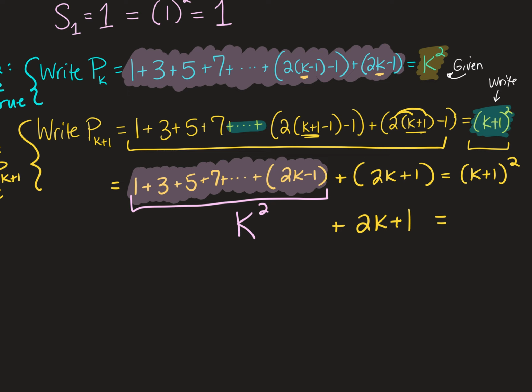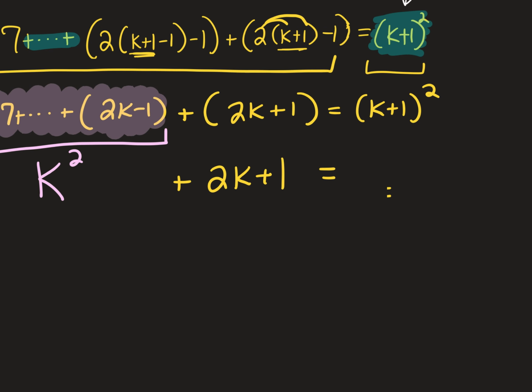Now what I have to do is show that when I simplify the right side, I get the same thing. So that means I'm going to have to do a little bit of algebra here. I'm going to have to think about multiplying out k plus 1 squared. Remember, when we square something, it means you're multiplying that thing times itself. So what we're really doing is k plus 1 times itself.